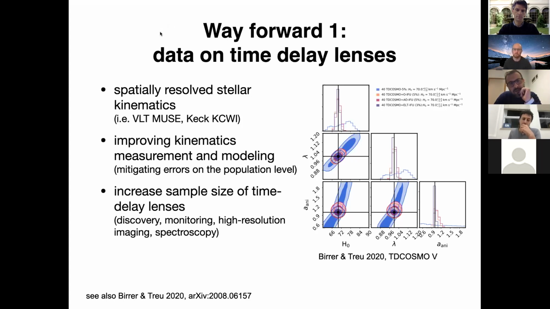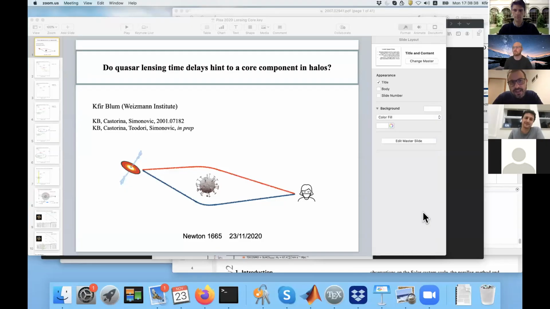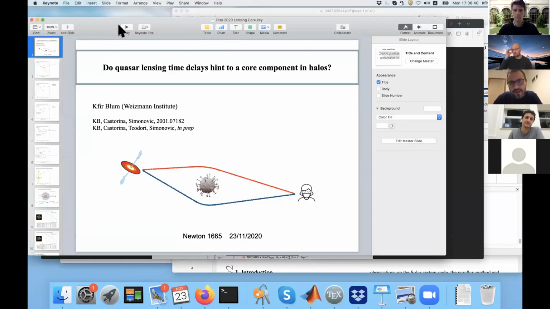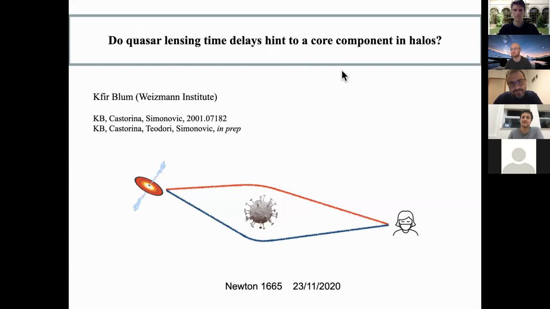Thanks. I see. So I think that we can move on since we are quite late. So next speaker is Kfir Blum from Weizmann that is going to discuss some interpretation of this data from quasar lens delay. Okay, thanks Kfir. Please go ahead. Yeah, do you see the slides? Yes. All right. Yeah, thanks everybody, and thanks Simon.